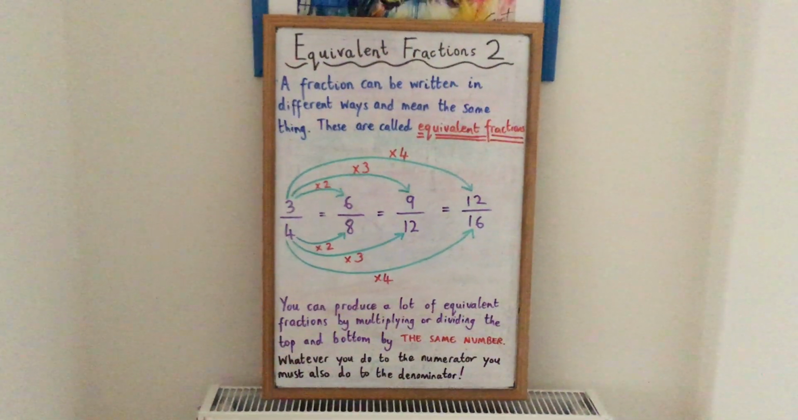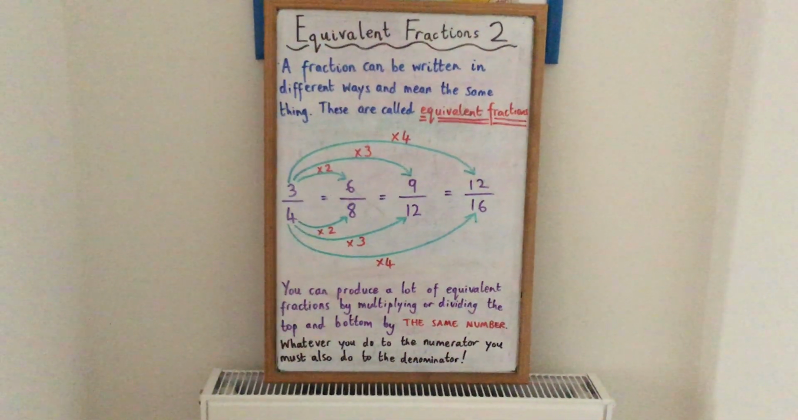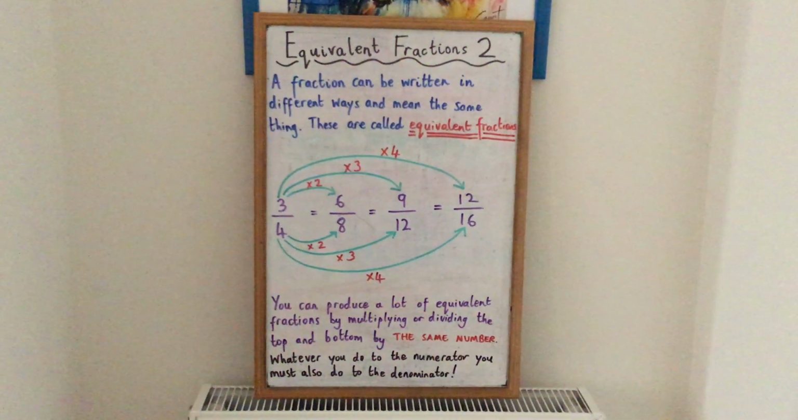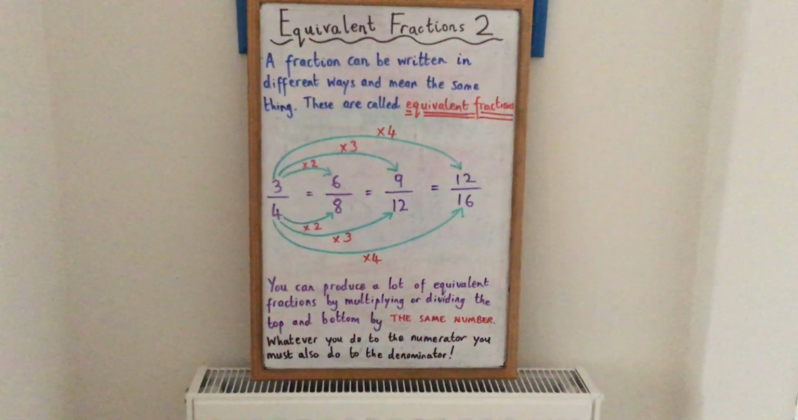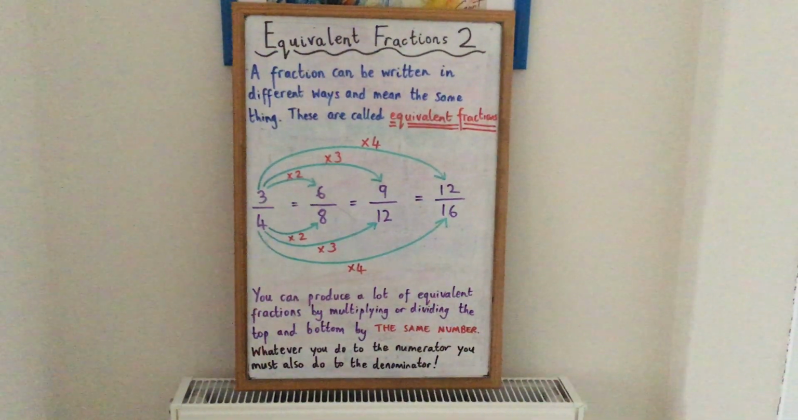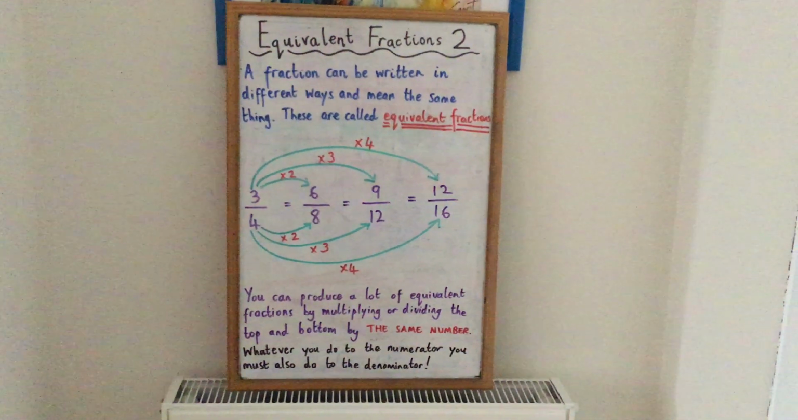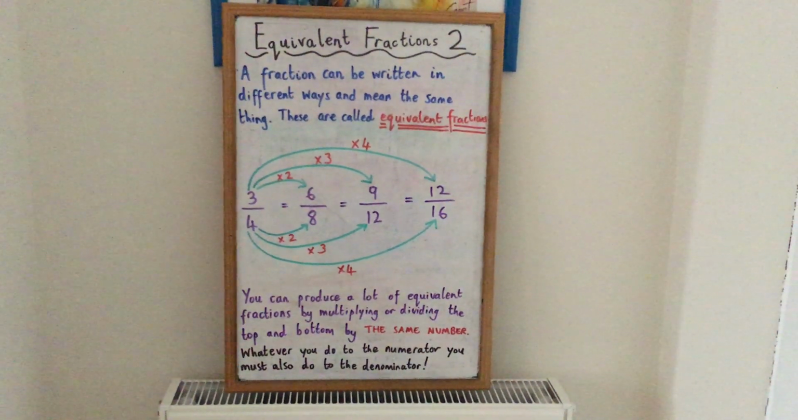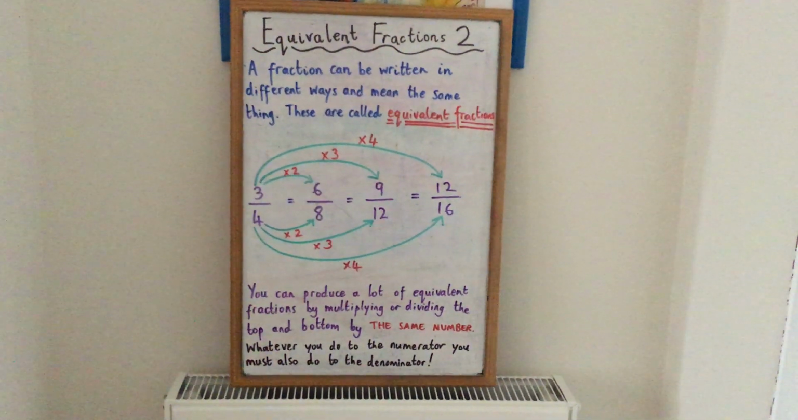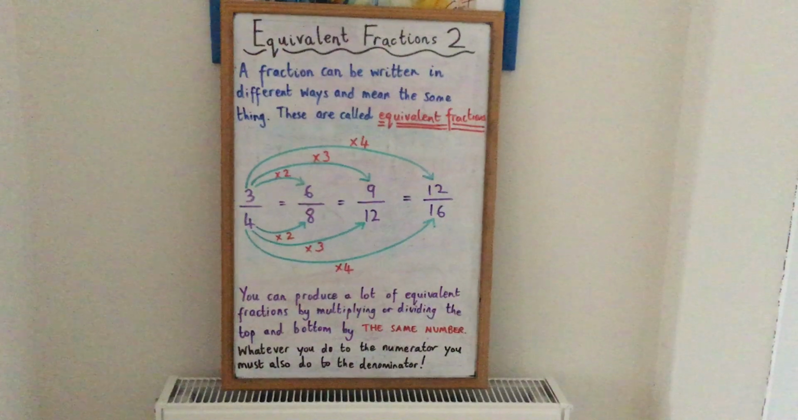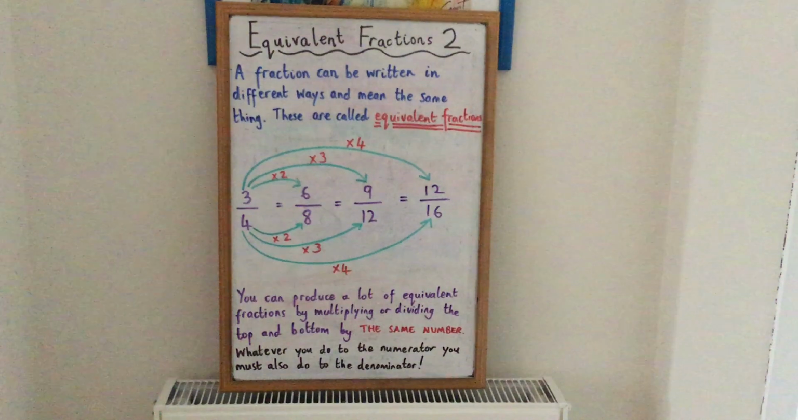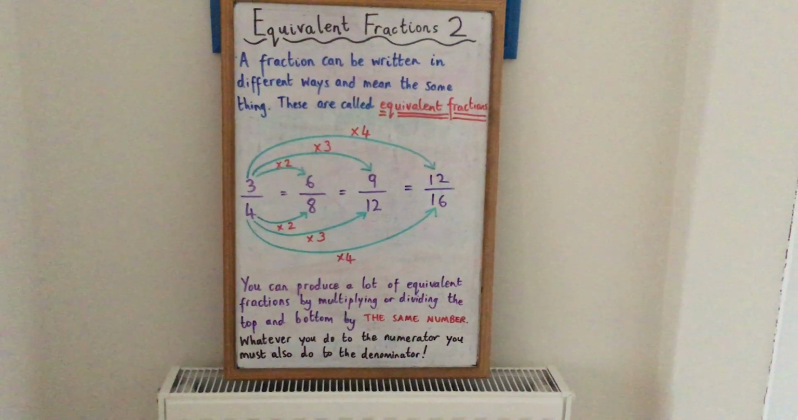Now, what you must remember when working with equivalent fractions is that whatever you do to the numerator, you must also do to the denominator. So, for example, if you times the numerator by 2, so 3 times 2 gives us 6, then you must also do the same to the denominator. 4 times 2 gives us 8. If you times the denominator by 4, 4 times 4 is 16, you must also times the numerator by 4. So 3 times 4 is 12, so 3/4 is the same as 12/16.